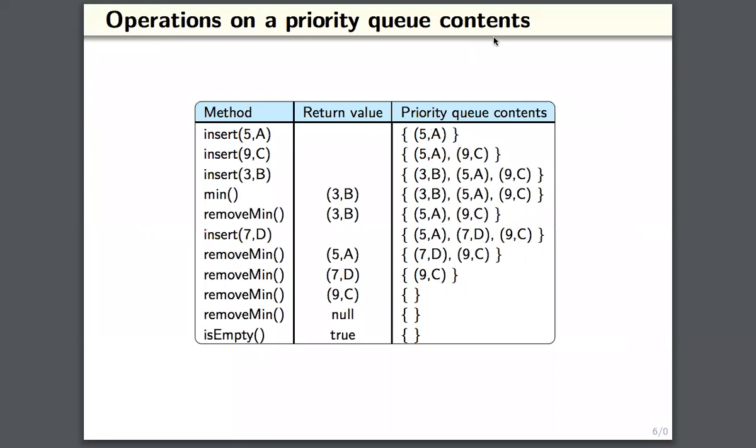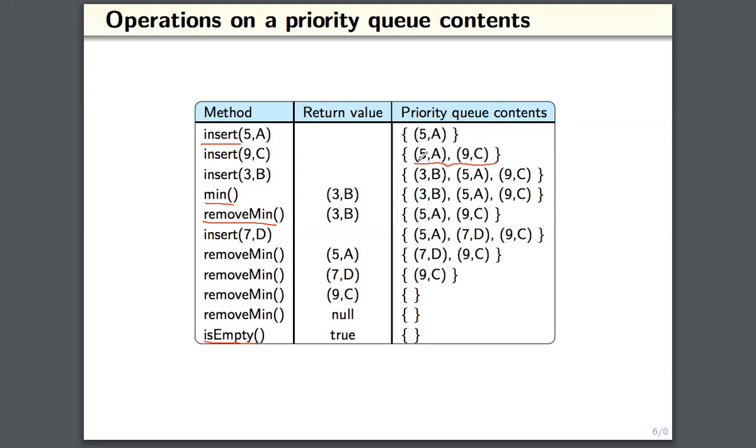Next, so let's see. What are the operations? Insert, remove min. Yeah, these are the two major operations. Minor operations are min, is empty, size, so on, right? Okay, let's see. Insert of 5 comma a. 5 comma a is in the priority queue. Insert of 9 comma c.